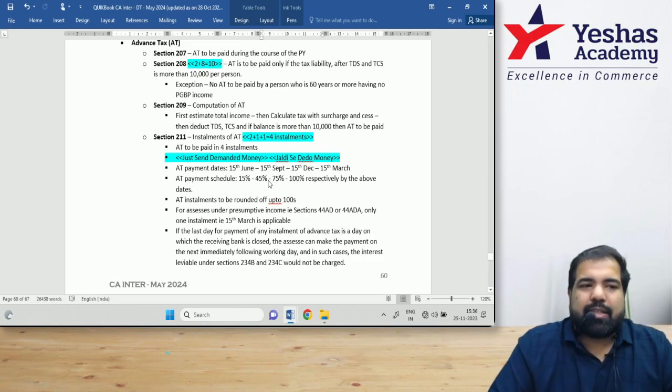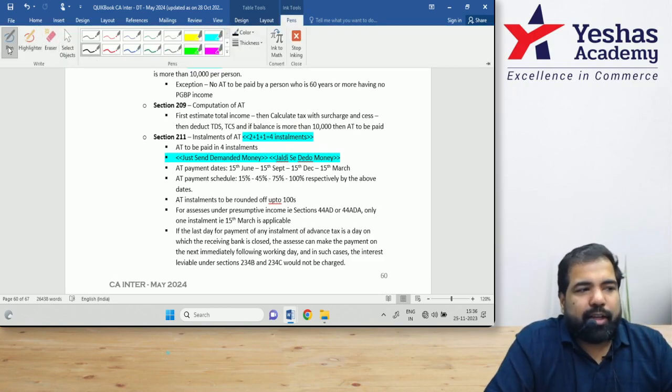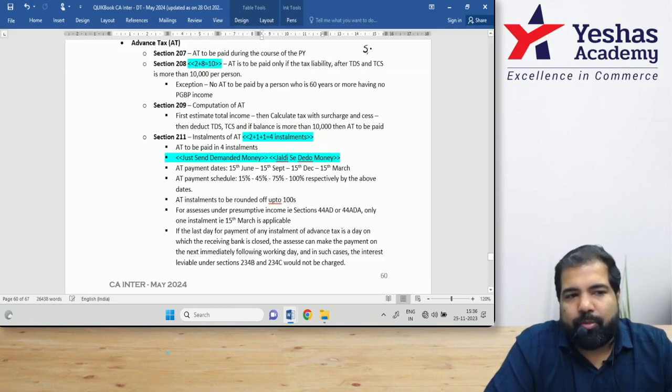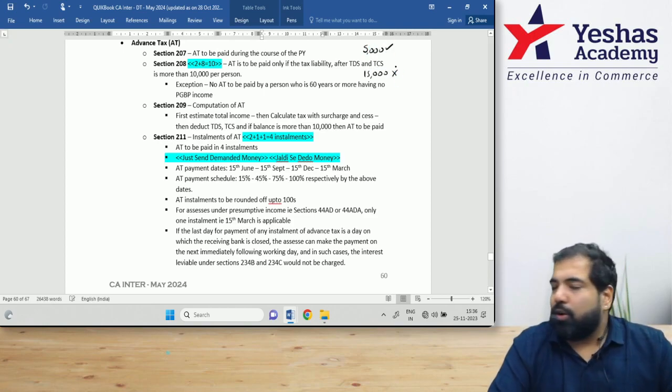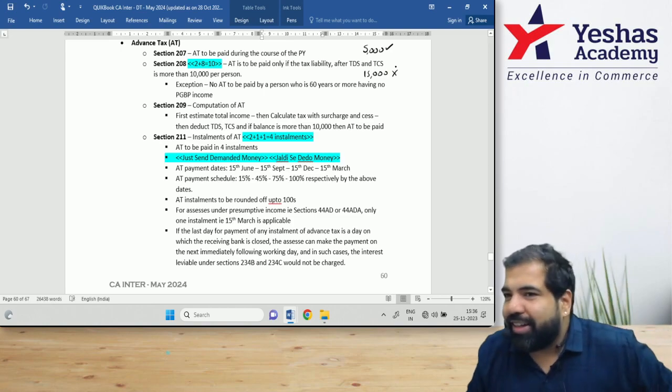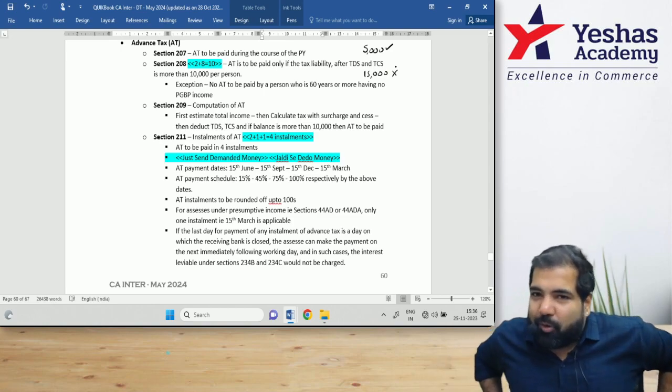Guys, next is advance tax. In advance tax, guys, if your tax liability after TDS and TCS is 5,000, will the government wait? Yes. If it's 15,000, will the government wait? No. Only if the tax liability is more than 10,000, the government says, listen, we want advance tax.